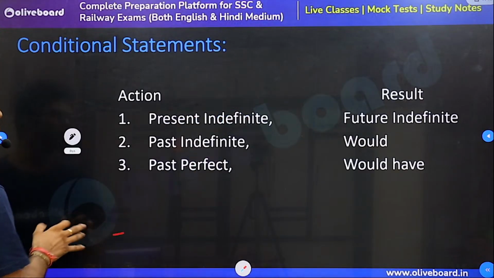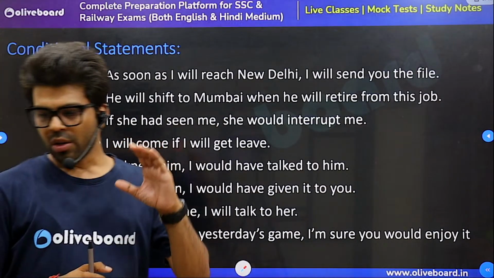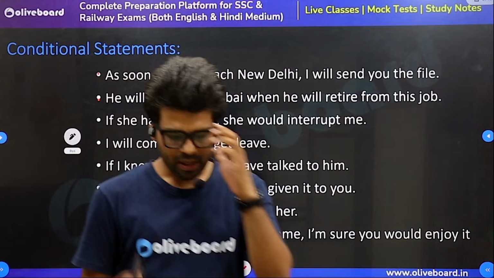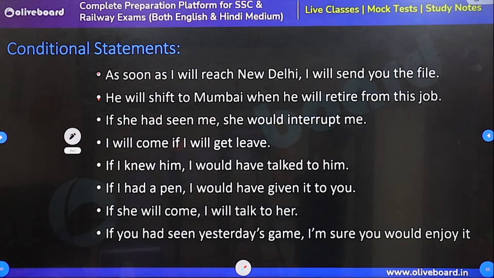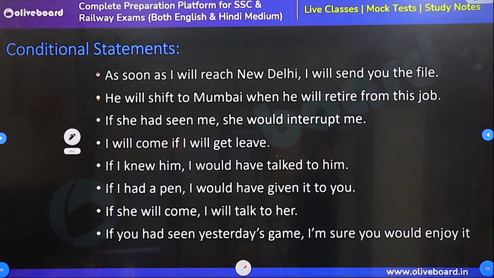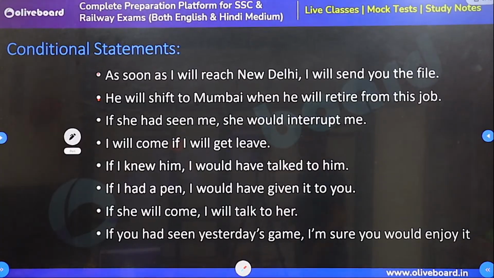Do this. Let me check. Because not always do we come across the condition. Why is this so black? Just a sec. Not always do we come across the condition at first and the result at the end.